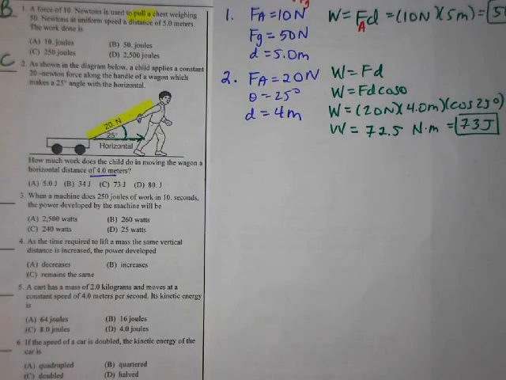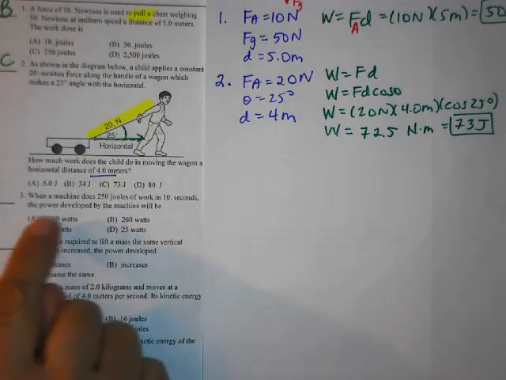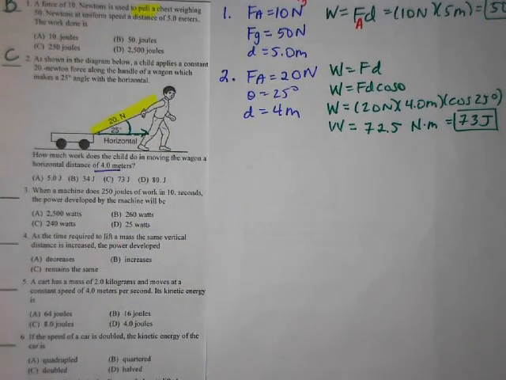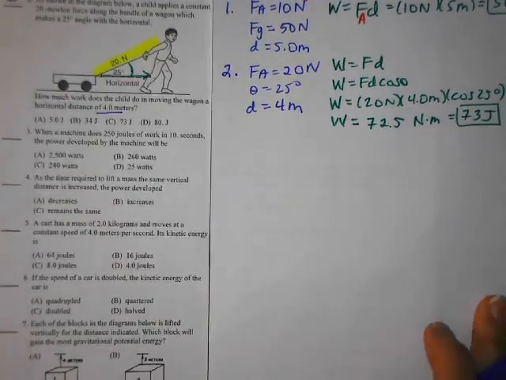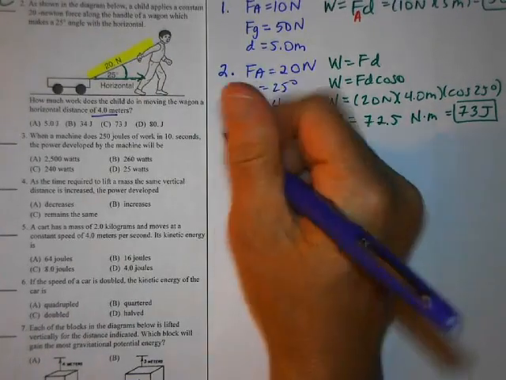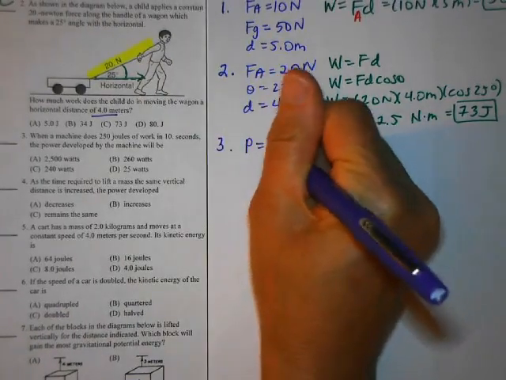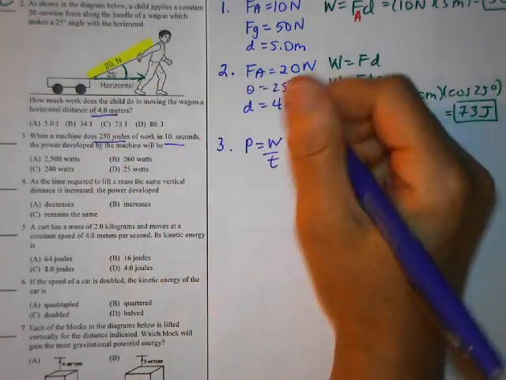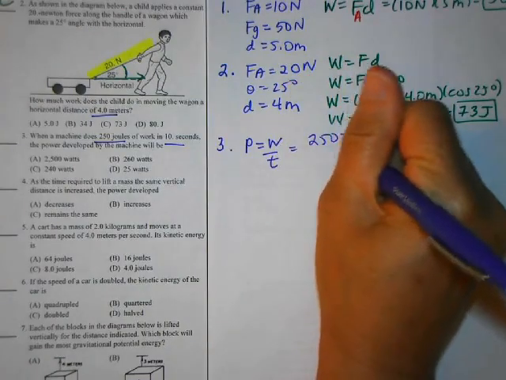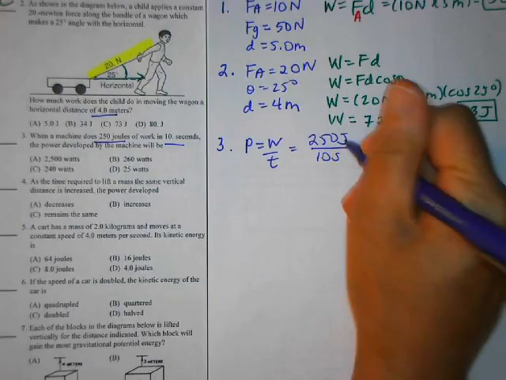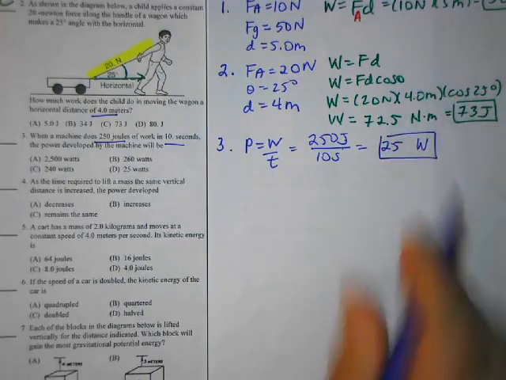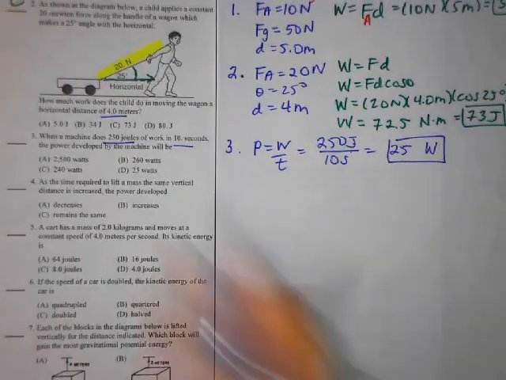Okay. Let's look at number 3. When a machine does 250 joules of work in 10 seconds, what's the power? So for number 3, we know that power is work divided by time. So this is the joules, this is the time. So this is 250 joules over 10 seconds. A joule per second is a watt, 25 watts. So the answer to number 3 is D.